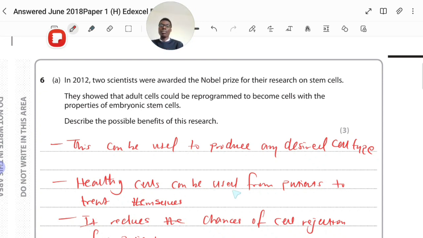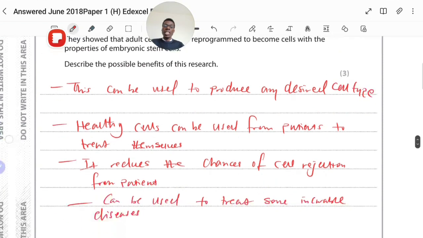Now, healthy cells can be used from patients to treat themselves. Beautiful. So somebody has issues in his body, so you take cells from his own body to cure himself. You program those cells to become stem cells to form the cell you desire in that person's body without having to kill or destroy anybody. So this reduces the chances of cell rejection. Yeah, because that's another thing.